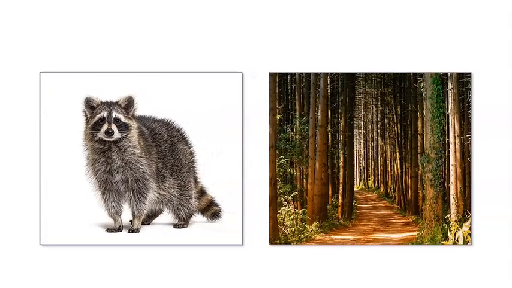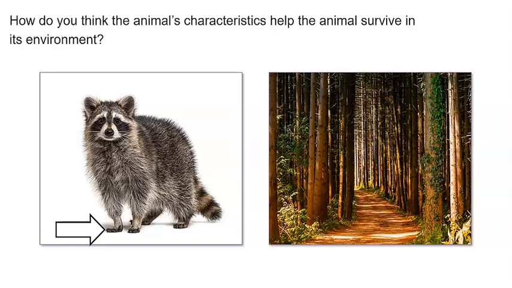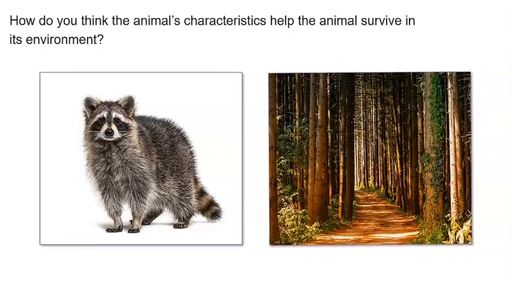Well, I think the raccoon lives on land because it has claws, which might be good for digging, but not for swimming. How do you think the animal's characteristics help the animal survive in its environment? Do you think sharp claws help the raccoon climb trees and dig up food? I think so too.